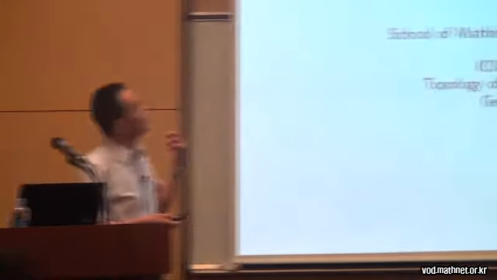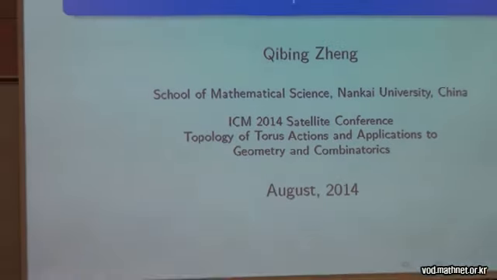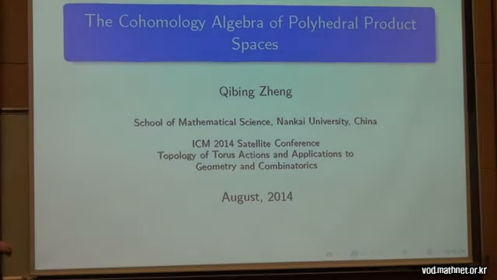Today I'm going to talk about the cohomology algebra of polyhedral product spaces. And since the cohomology algebra is the diagonal tensor product of two algebras, we have to see the definition of diagonal tensor product.